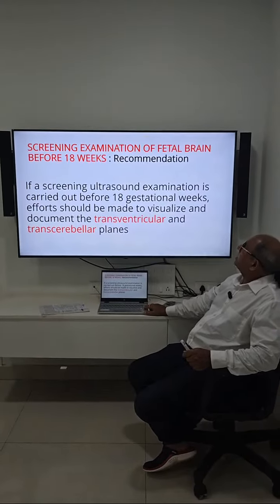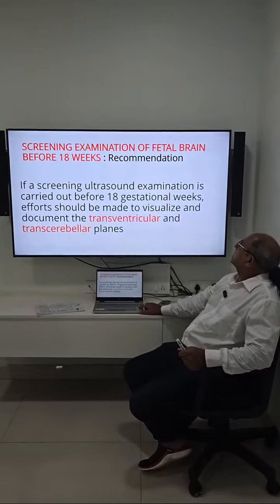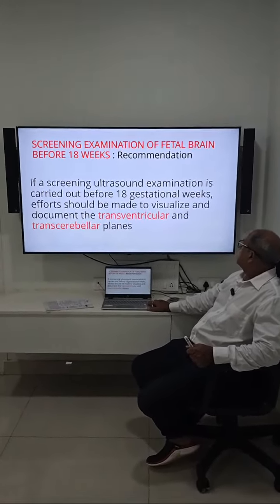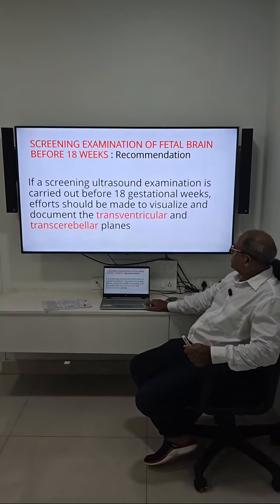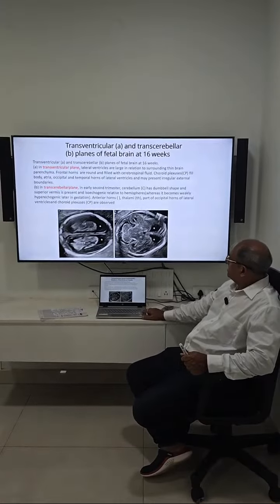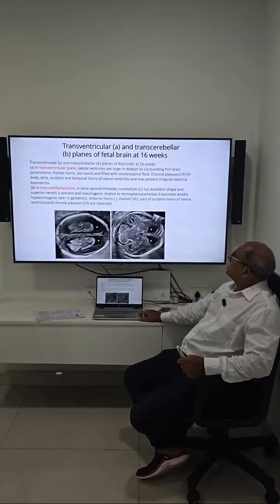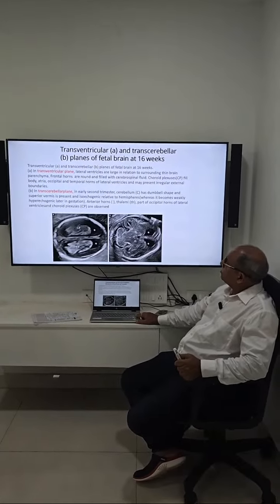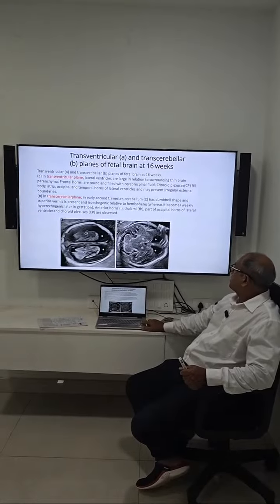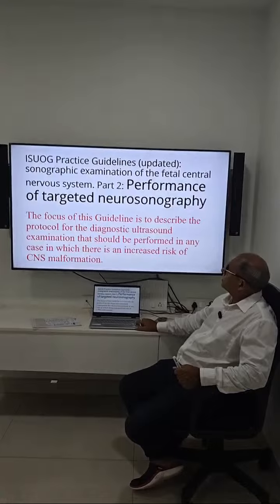Screening examination of the fetal brain before 18 weeks: the recommendation is that a screening ultrasound examination is carried out before 18 weeks. Efforts should be made to visualize and document the transventricular and transcerebellar plane. Now this is again at 16 weeks what is to be done, because we are reaching as early as possible to know whether things are normal or abnormal. So this is the best way to know the anatomy and embryology.